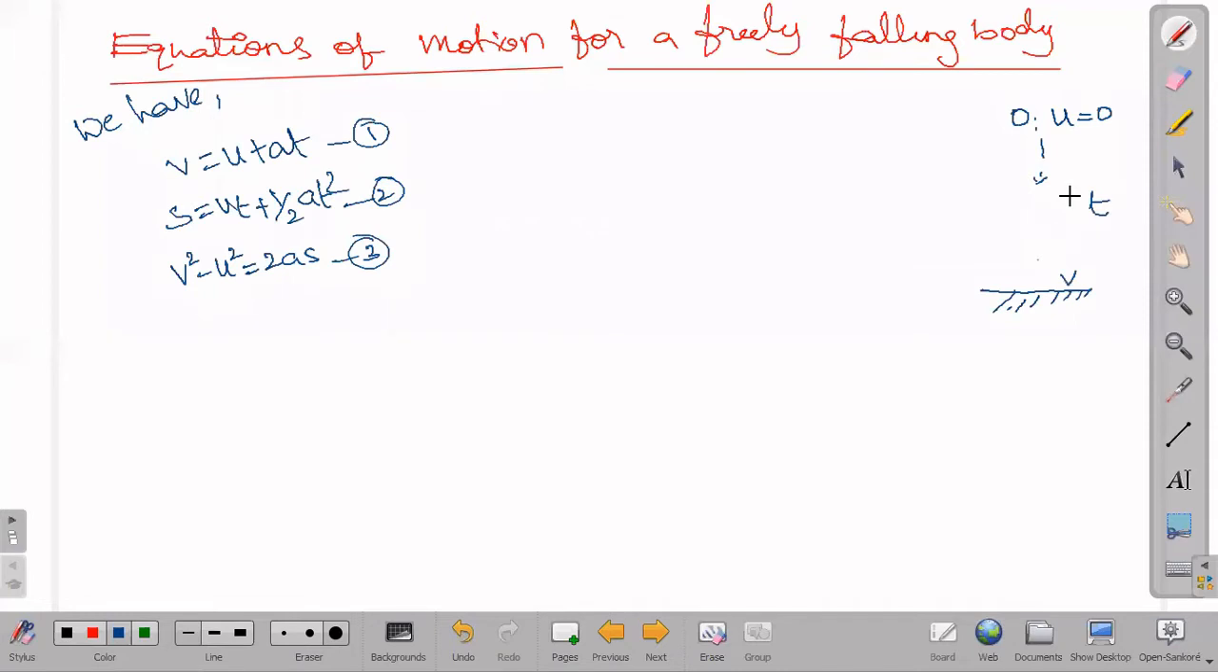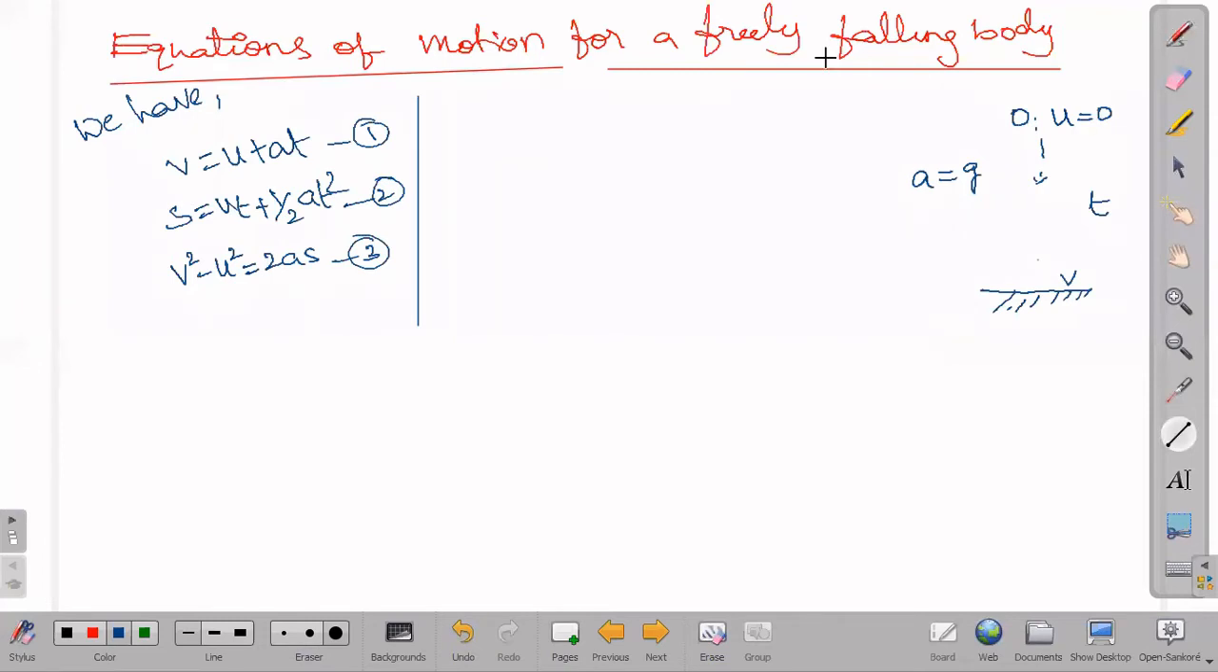I don't know what the final velocity is in this general example. Only what we know is, when we are dropping it, its initial velocity will be zero and acceleration will become acceleration due to gravity. As it is falling down, g will be positive. If it is going up, g will be negative. As I am speaking about free fall, a will be plus g. Now, if I change these equations into that, what happens?